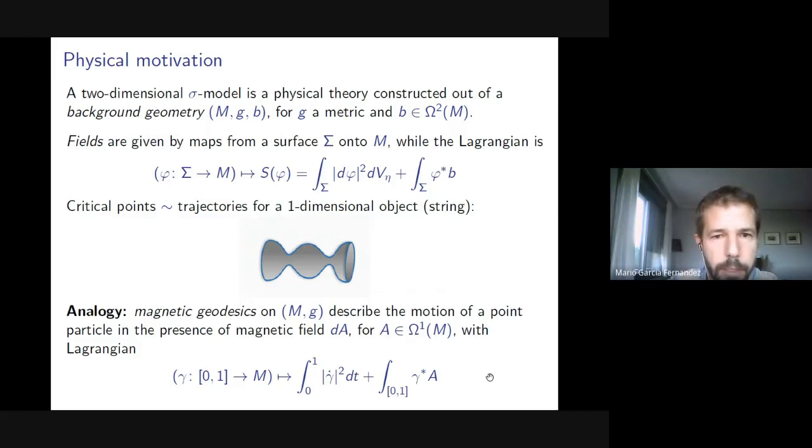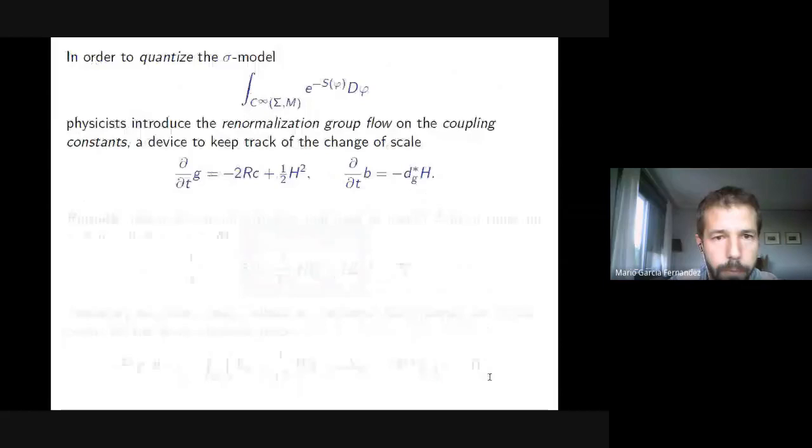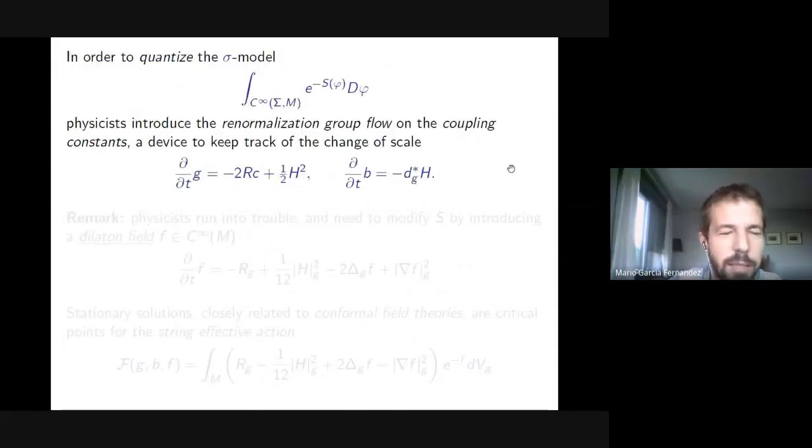Okay, so how does this generalized Ricci flow appear from this picture? Well, mathematically this is not so clear, but what physicists tell us is that they quantize the theory, writing some sort of path integral, and then they need a device called the renormalization group flow, implemented on the coupling constants of the theory, which keeps track of the change of scale.